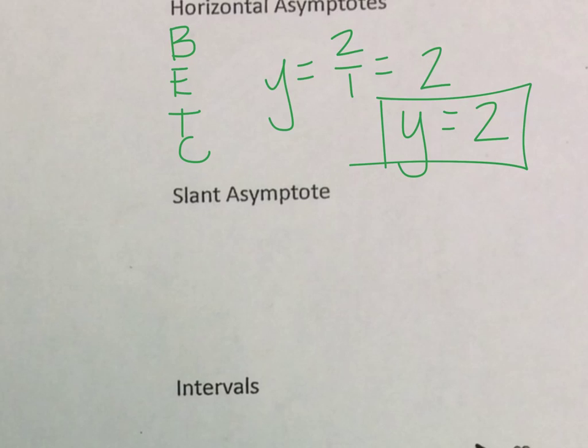The next thing I look at is if I have a slant asymptote. Well, remember, a slant asymptote only happens when you have Botan, and that means that you have the bigger degree on top. Notice up here we had Betsy, not Botan, so that means that there is no slant asymptote.